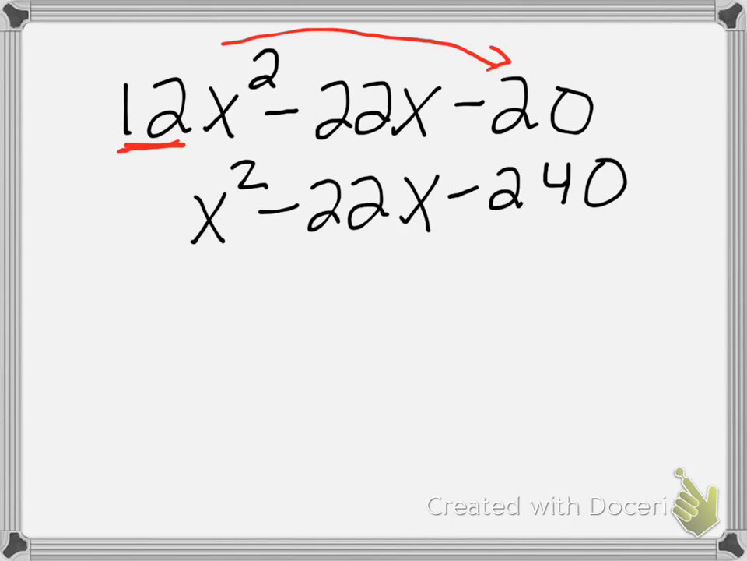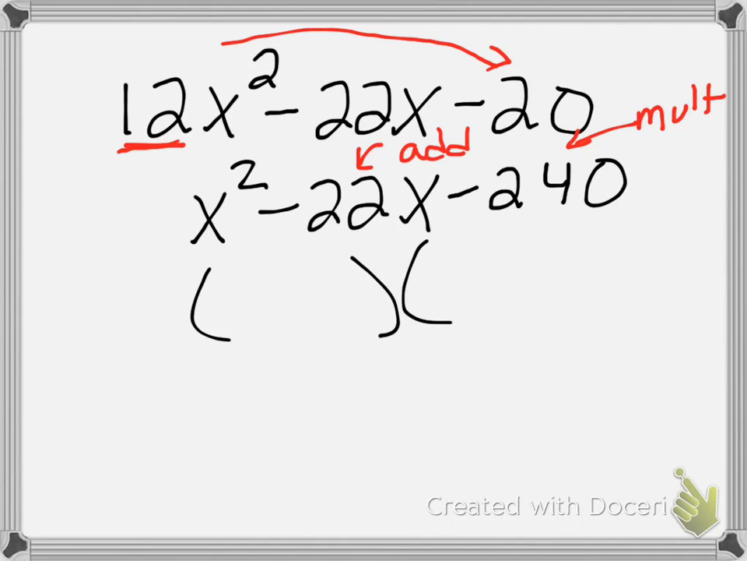We've got to find two numbers that are going to multiply to this one, but they have to add to this one. And this is where it's going to take a little bit of time and trial and error, especially in your calculator. Well, since it's x squared, it's going to be x and x. So now we have to spend a little bit of time and try to find two numbers that are going to multiply to negative 240, but add to negative 22.